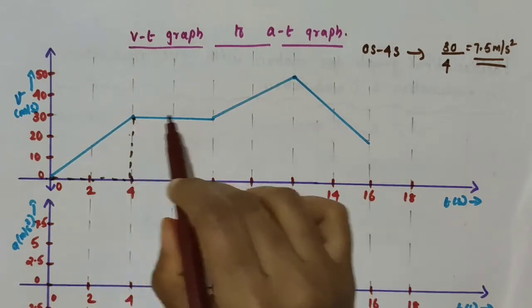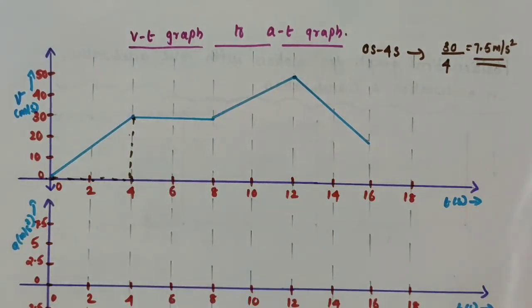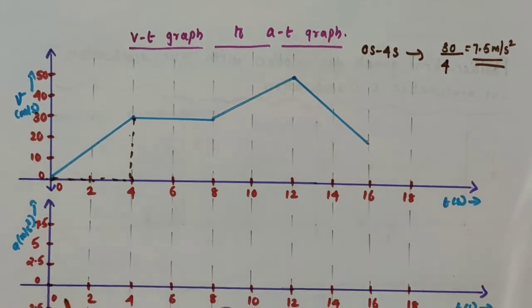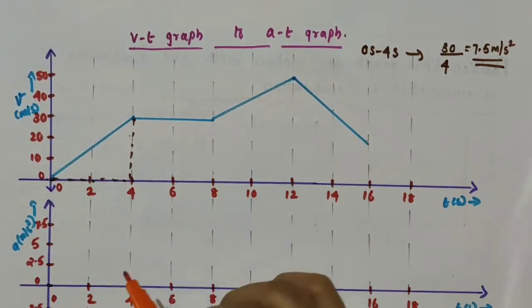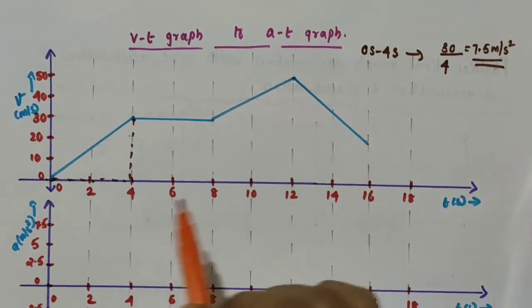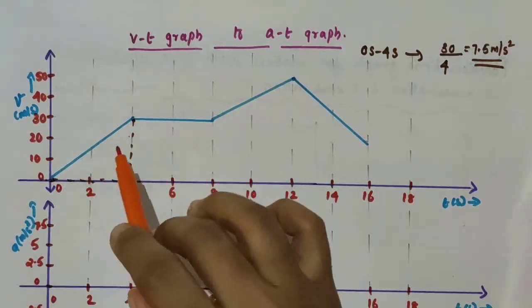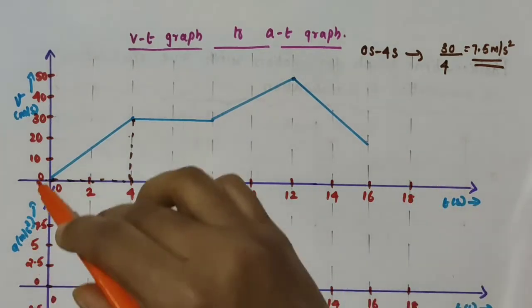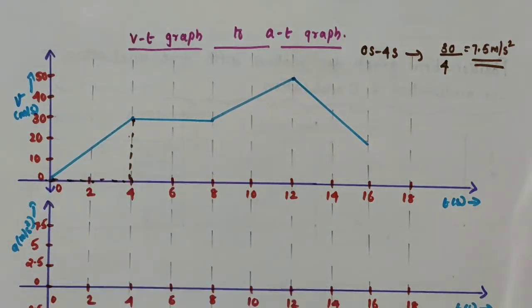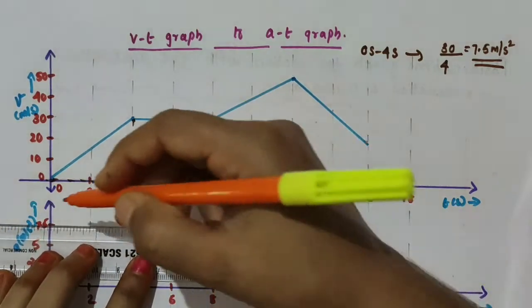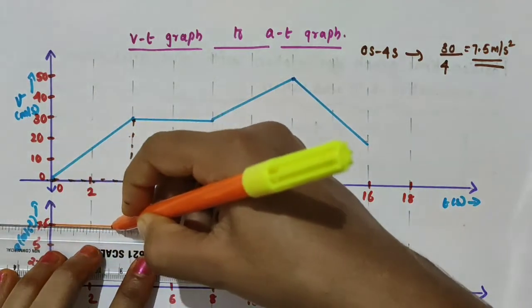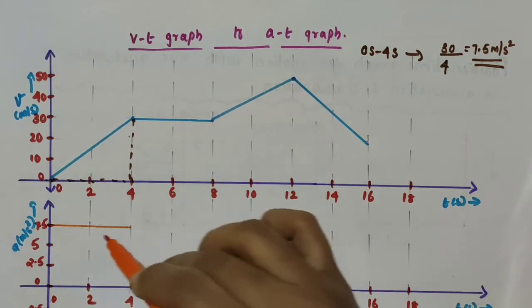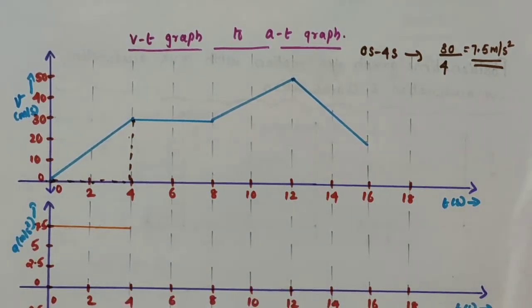Next, you take this one, that is from 4 seconds to 8 seconds. Before that, we will draw the graph. So you see, between this interval of time, 0 seconds to 4 seconds, we are getting the acceleration as 7.5 meter per second square. Here, the velocity time graph is a straight line like this. That means acceleration is a constant, which is equal to 7.5 meter per second square. So here we have acceleration values marked along this axis, and time values are marked along this axis. From 0 seconds to 4 seconds, the acceleration value is a constant 7.5 meter per second square. So I have drawn that line here corresponding to 7.5 meter per second square.